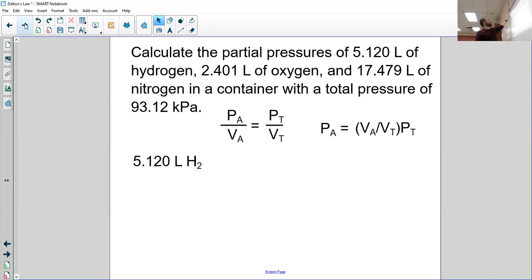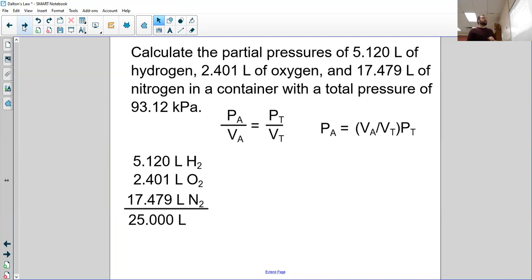Write down our knowns. So 5.120 liters of H2, hydrogen, 2.401 liters of O2, oxygen, and 17.479 liters of N2, nitrogen. We need our total volume for our equation there. So we add those together, we get 25.000 liters in our total volume in our closed system.